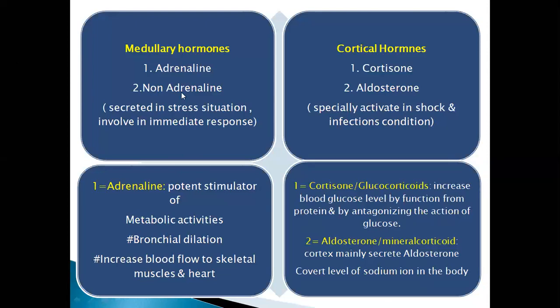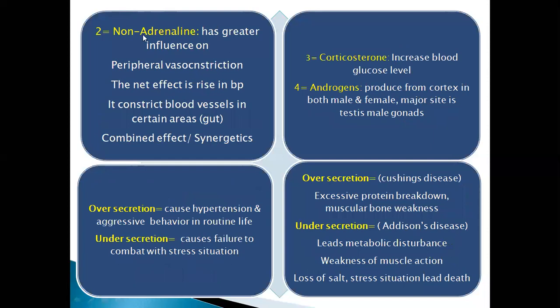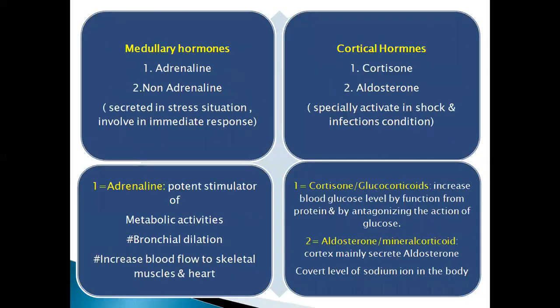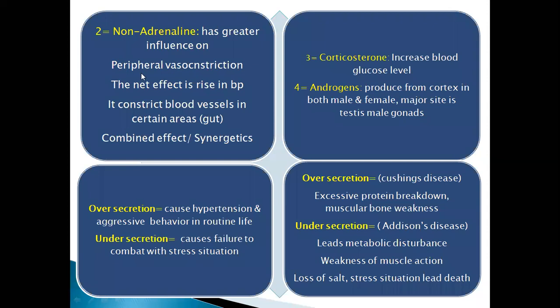Now I'm going to tell you about the second hormone that is given here, the non-adrenaline, also known as non-epinephrine. It has a greater influence on peripheral vasoconstriction. Vasoconstriction means, where adrenaline was working for bronchial dilation, non-adrenaline causes peripheral vasoconstriction. The net effect is a rise in blood pressure.